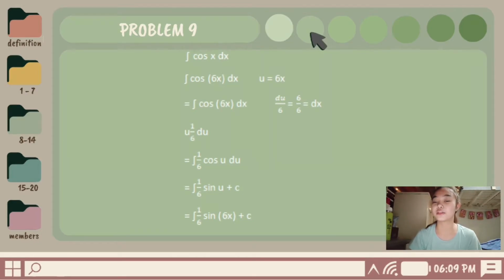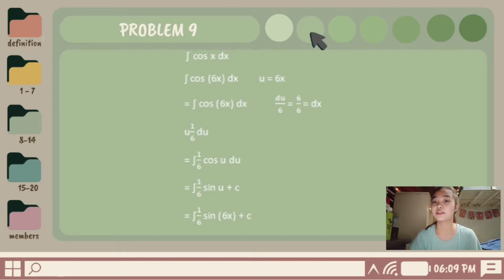Next is the 9th on the table of integrals. It is the integral of cosine x dx is equal to sine x plus c. For example, we have the integral of cosine times 6x dx. Our u will be 6x. Getting the derivative, it will only be 6. Then divide the 6 both sides of du and dx. We will have du over 6 is equal to dx.